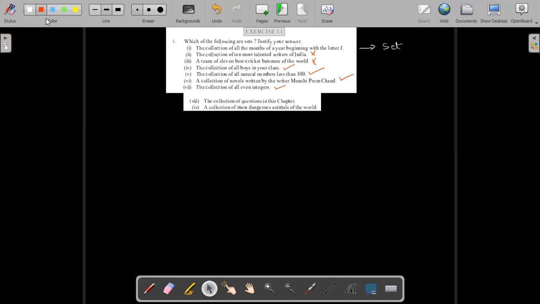Collection of questions in this chapter. Yes, it is well defined. It is a set. Collection of most dangerous animals in the world. No, it is not a set.